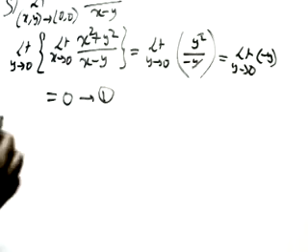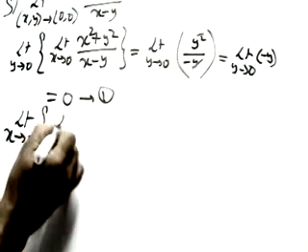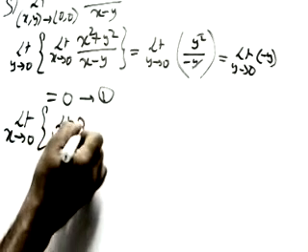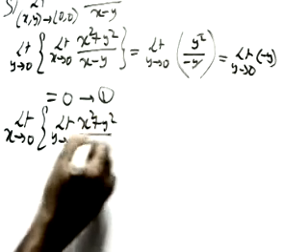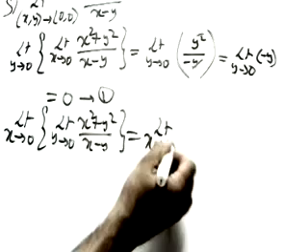Now let me interchange this one. Earlier we substituted x first, now y first. So you write x outside. Limit y tends to 0, x square plus y square by x minus y equals limit x tends to 0.